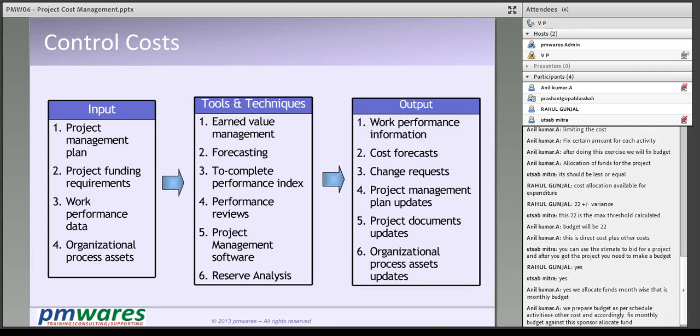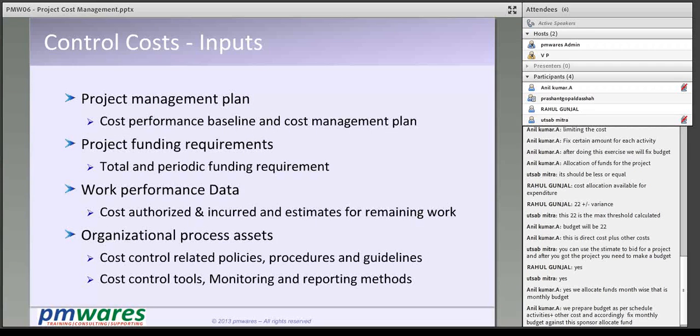So for that, mainly we employ earned value management. The project performance data is the data collected while executing, and then we apply earned value management and forecasting, getting the current status and forecast for the project, and we come out with the project performance information, that is plan versus actual, cost forecast, and change request if there is a variance.